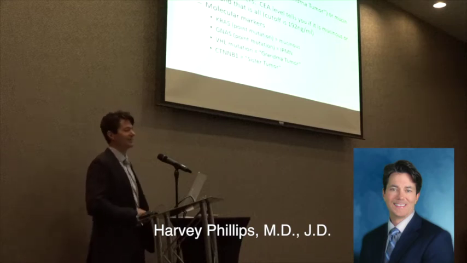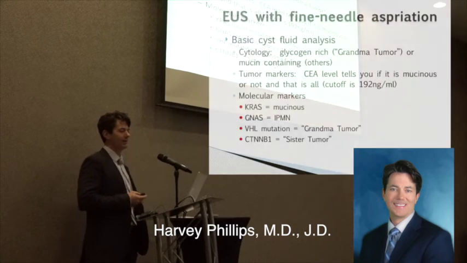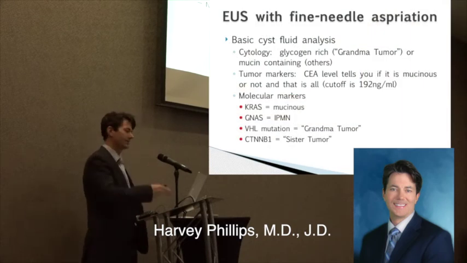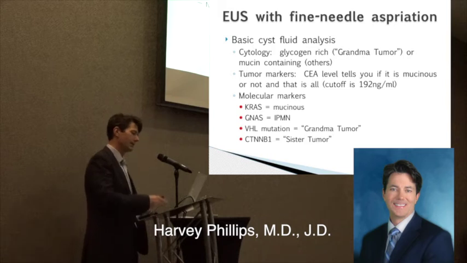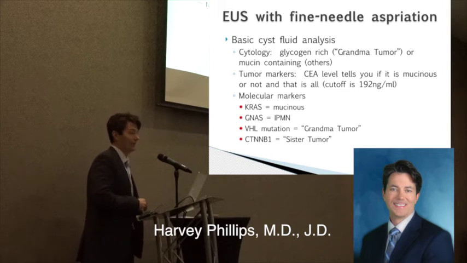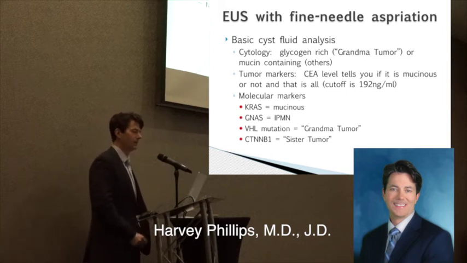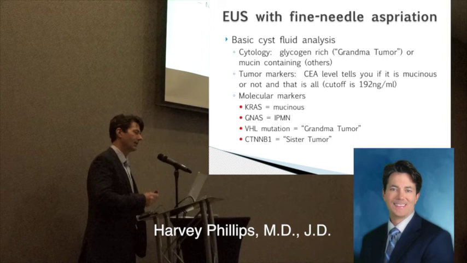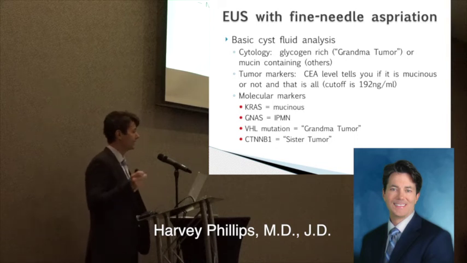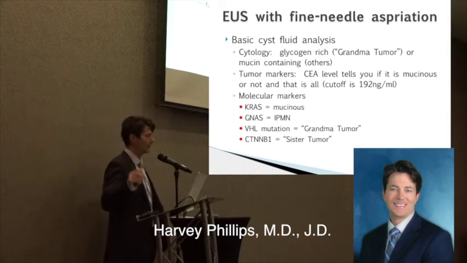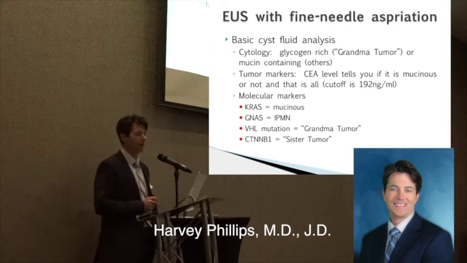All right, so let's say you did do an EUS with fine needle aspiration. You've already got it, it's on your desk now, or you're exceptionally curious and you say, well, give me just a little bit more on this topic. Well, I wrote some slides on that. So here's your basic cyst analysis. Cytology, what can cytology tell you? Basically, does it have glycogen or does it have mucin? If it has glycogen, it's a grandma tumor. You forget about it. If it's mucin, okay, you've got some work to do.